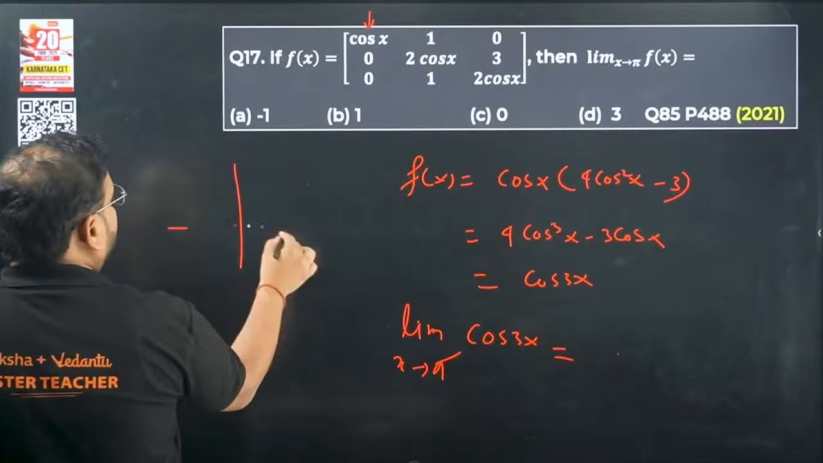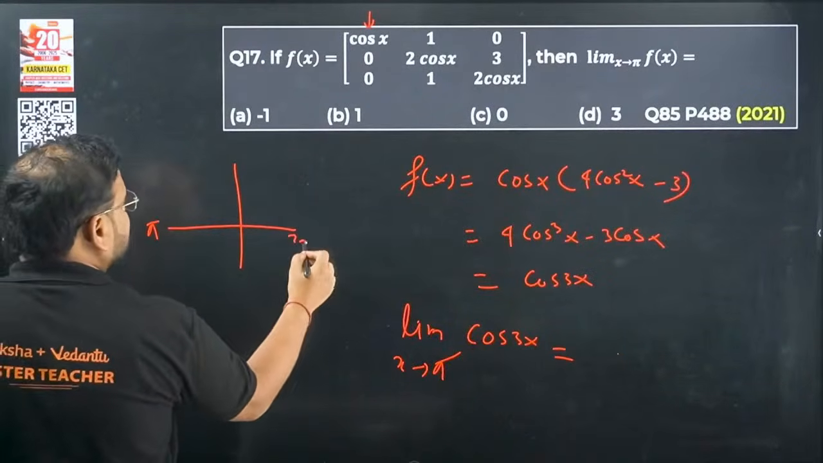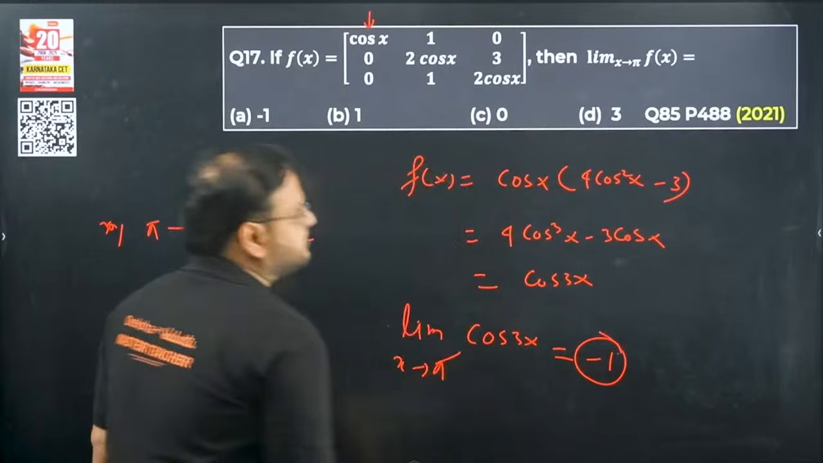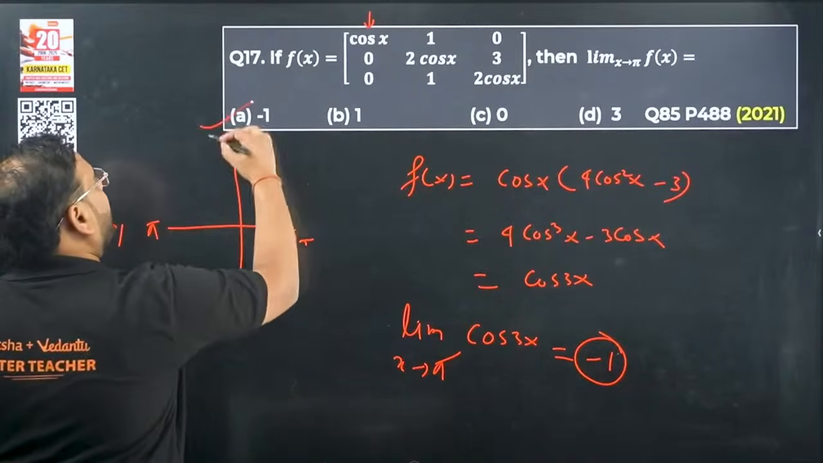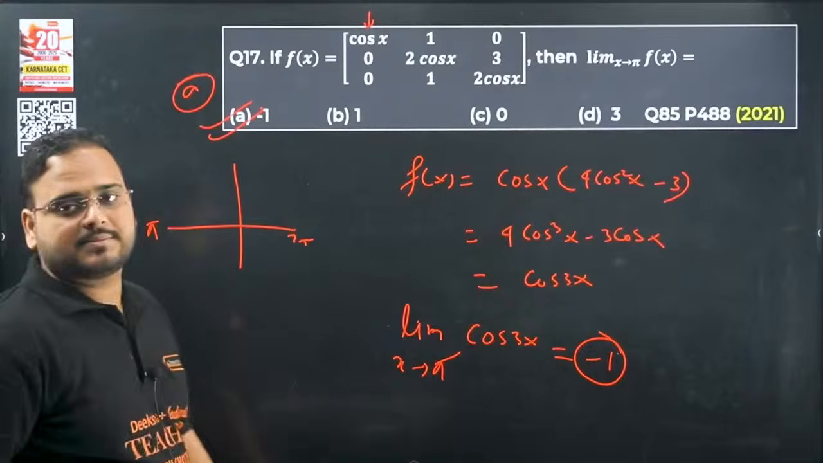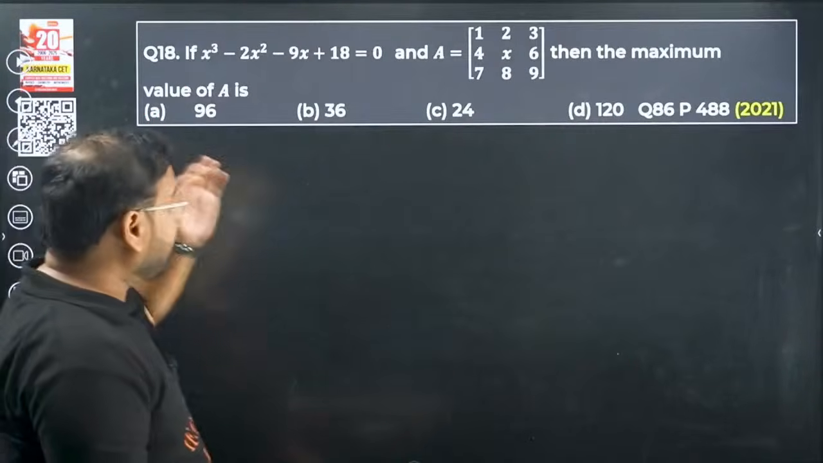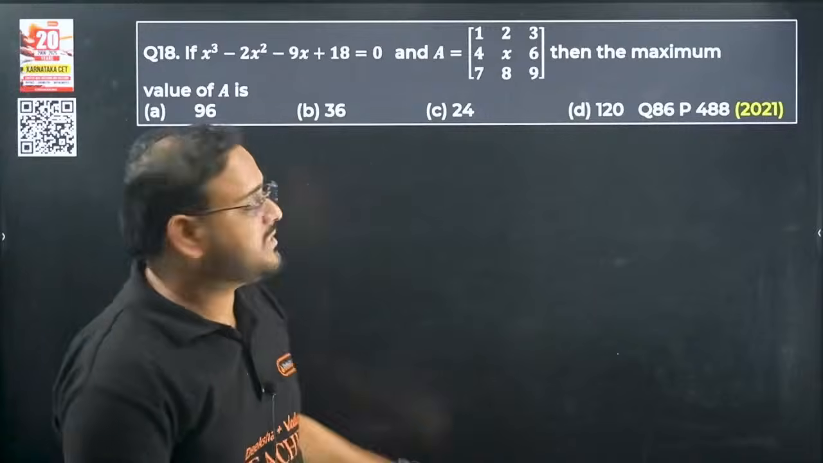Check here. At pi it is negative, at 2 pi it is positive, again at 3 pi it will be negative. Answer is what? Minus 1. Option A is the right choice. Good. Easy. Okay. x cube minus 2x square minus 9x plus 18 is 0.